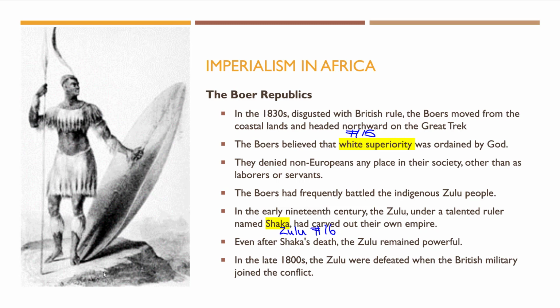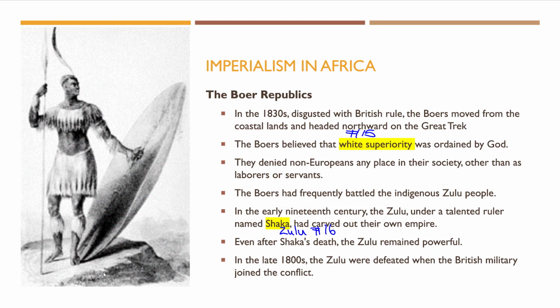So this is 15 and 16. The Boers were disgusted with British rule, but they moved northward to avoid the British, okay. Of course, almost the same thing that they were disgusted with. Imagine what native tribes were going through, right? So they are feeling the same disgust that native tribes are feeling from both ends, from the British and the Boers, right? Because the Boers believe, and not just the Boers, the British as well, believe that their white superiority was ordained by God, okay?